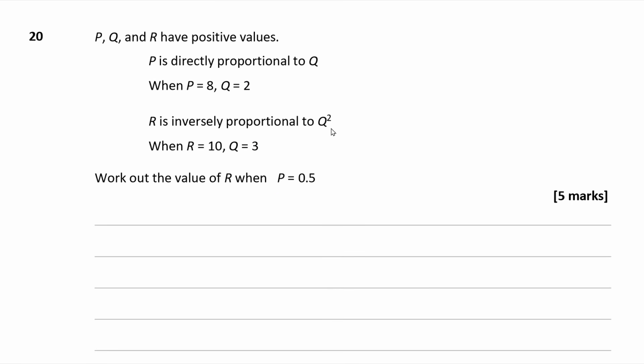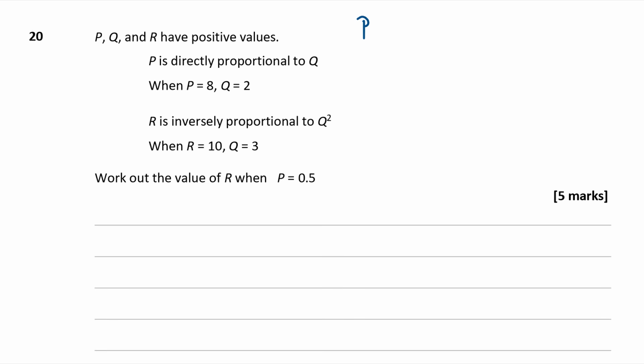Question 20. P, Q and R have positive values. P is directly proportional to Q. When P is 8, Q is 2. R is inversely proportional to Q squared. When R is 10, Q is 3. Work out the value of R when P is 0.5. Okay, so I've got two proportionality things here rolled into one.